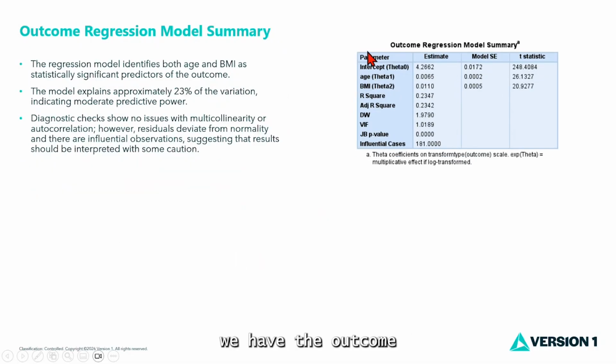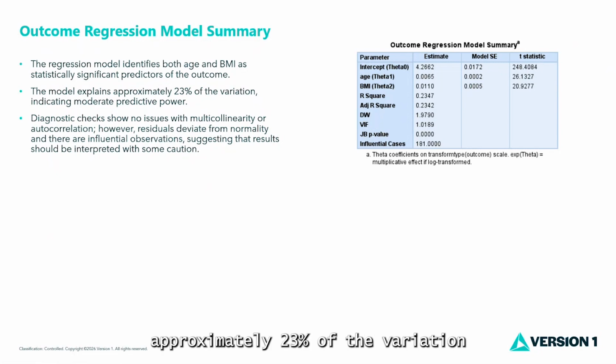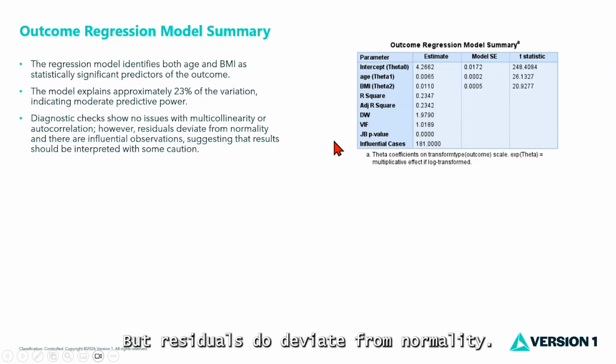Now, here we have the outcome regression model summary, and we can examine age and BMI and the estimates. And what we see is that both of them are statistically significant predictors of the outcome. When we look at R-square and adjusted R-square, we now see that the model explains approximately 23% of the variation in the outcome, indicating moderate predictive power. When we look at diagnostic checks, these show no issues with multicollinearity or autocorrelation, but residuals do deviate from normality, and we do have influential observations.